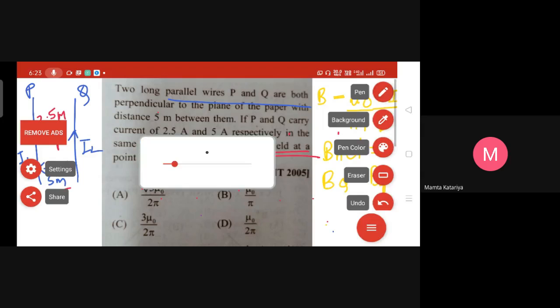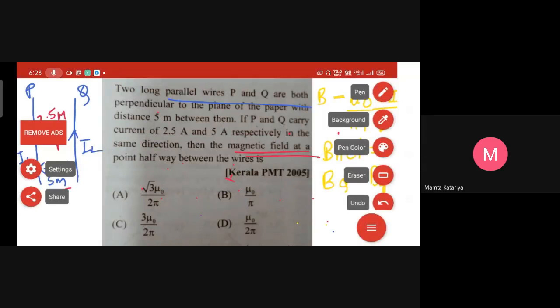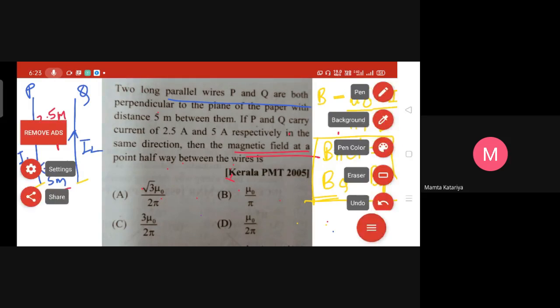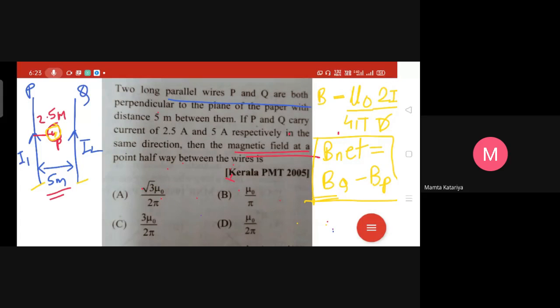ये जो center point है, middle point, यहाँ पे दोनों conductor की वजह से magnetic field कितनी होगी वो calculate करनी है हमें. Because at this point the magnetic field is due to conductor P as well as conductor Q. Okay. So the net magnetic field can be calculated by using this expression, BQ minus BP. Okay. Now why BQ minus BP? BQ minus BP क्या है? And why minus sign is there?